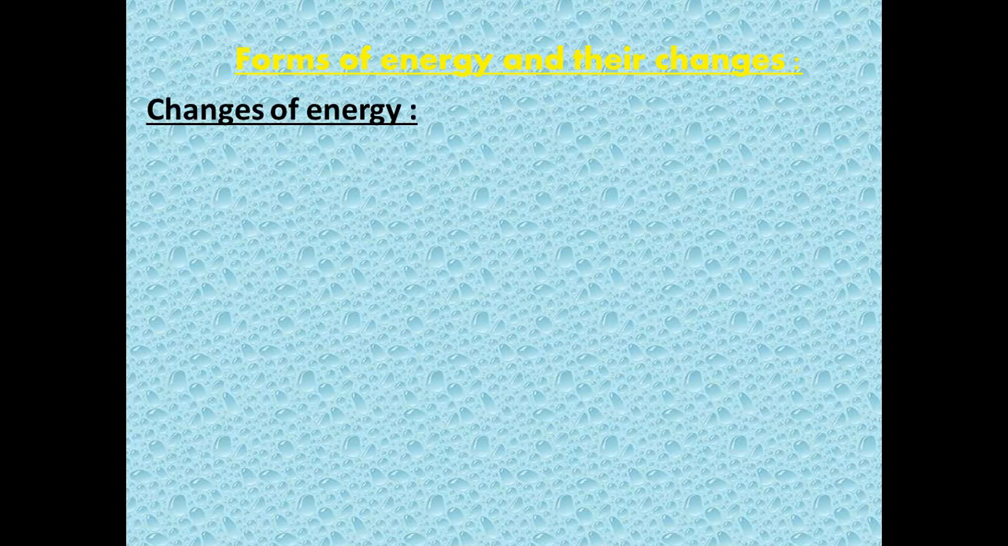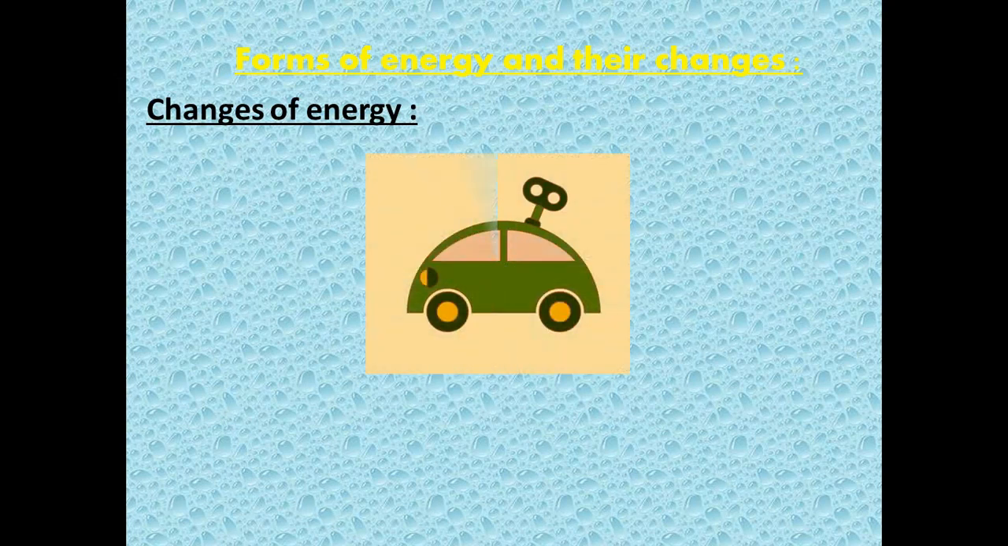All of these forms of energy can change from one into another. In every object, the type of energy can change from one form to another form. For example, we will start with the spring toy car.